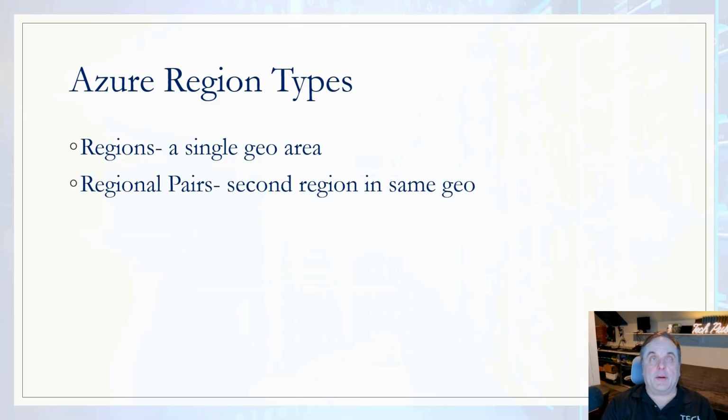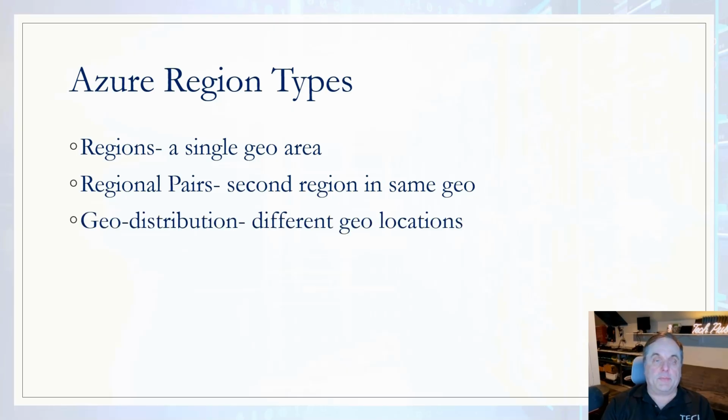A region pair is a second region within the same geography as the primary region, and it's paired with the primary region for disaster recovery purposes. The paired region is located far enough away from the primary region that it wouldn't be affected by the same disasters or events. Then we have the geo-distribution.